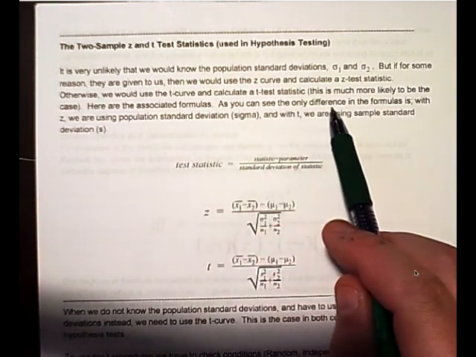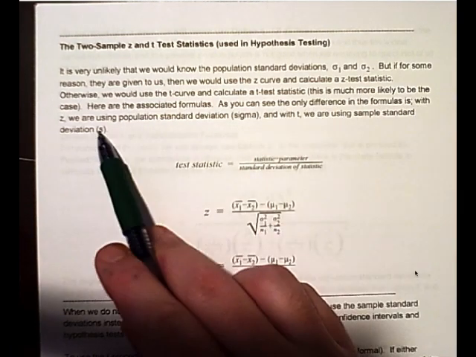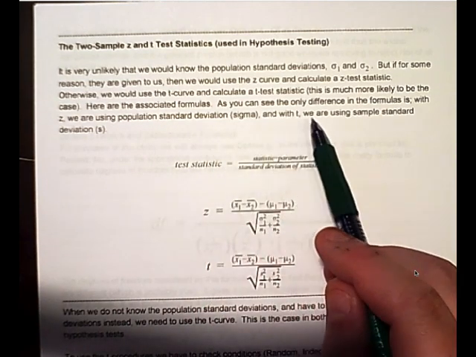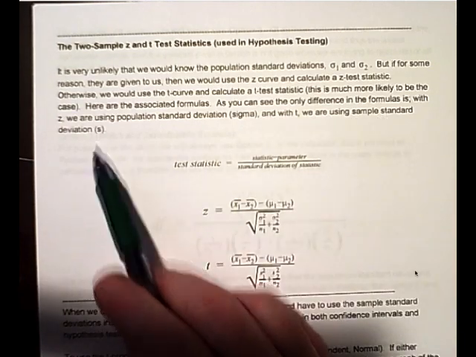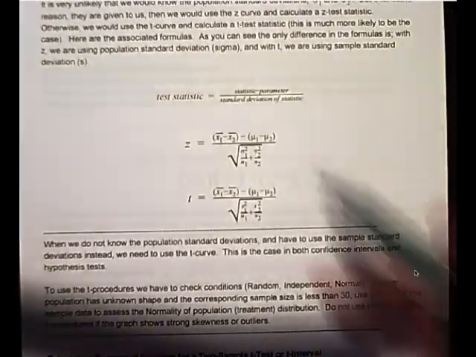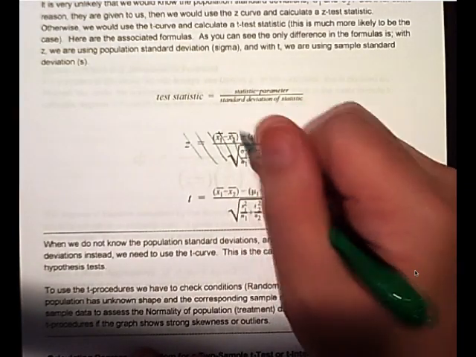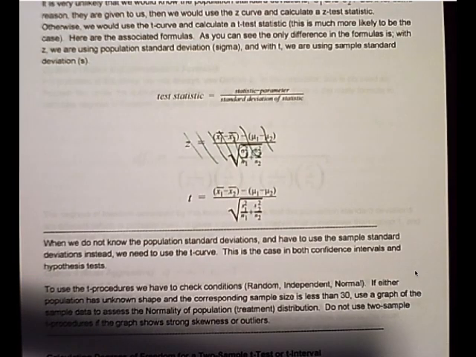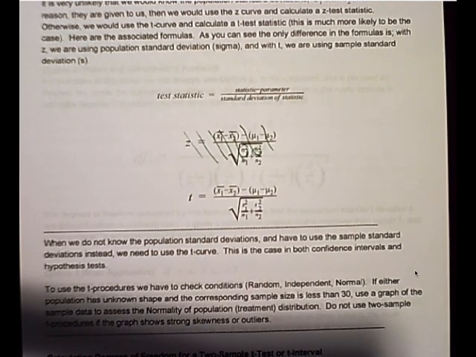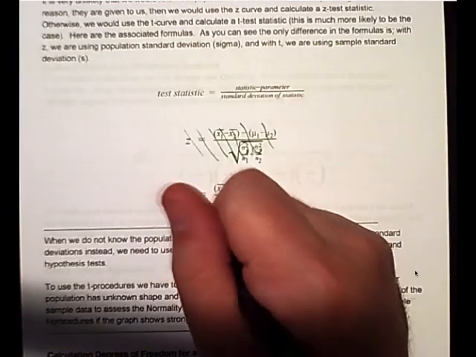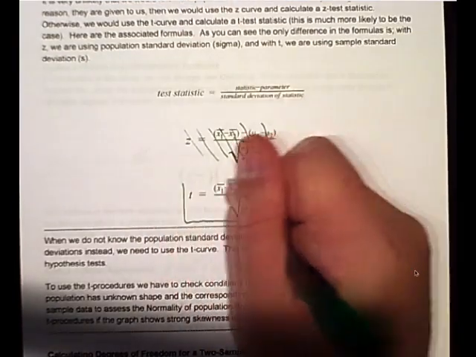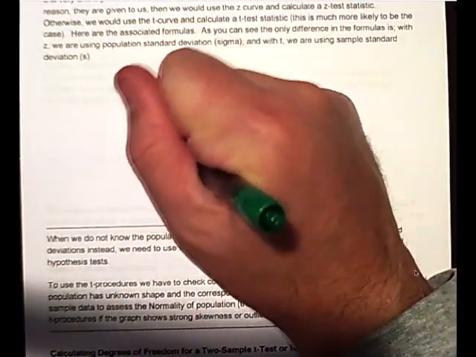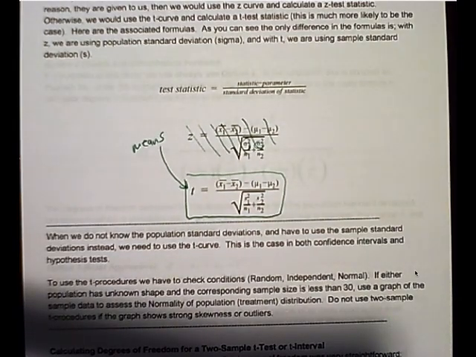As you can see, the only difference in the formulas is that with Z, we are using a population standard deviation, sigma, and with T, we are using sample standard deviations. So it's very unlikely that we're going to use this, because like we know, we're not going to know sigma. If we know sigma, we know mu. There's no point to do inference. This is what we're actually going to be using. We're going to be using a T-curve because this has to do with means. And when you have a means problem, you're going to be using T.